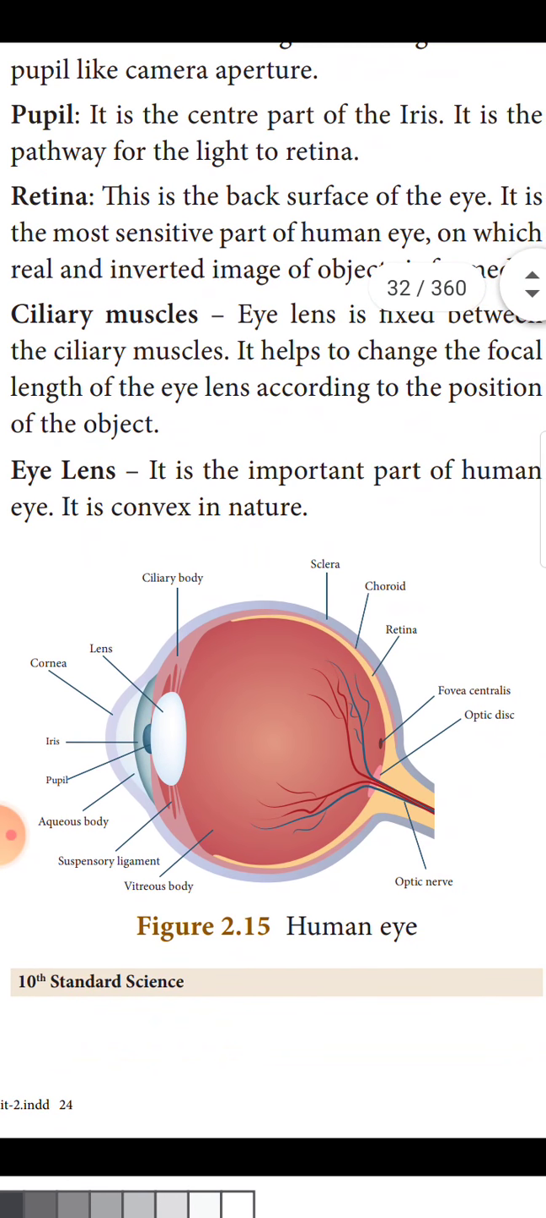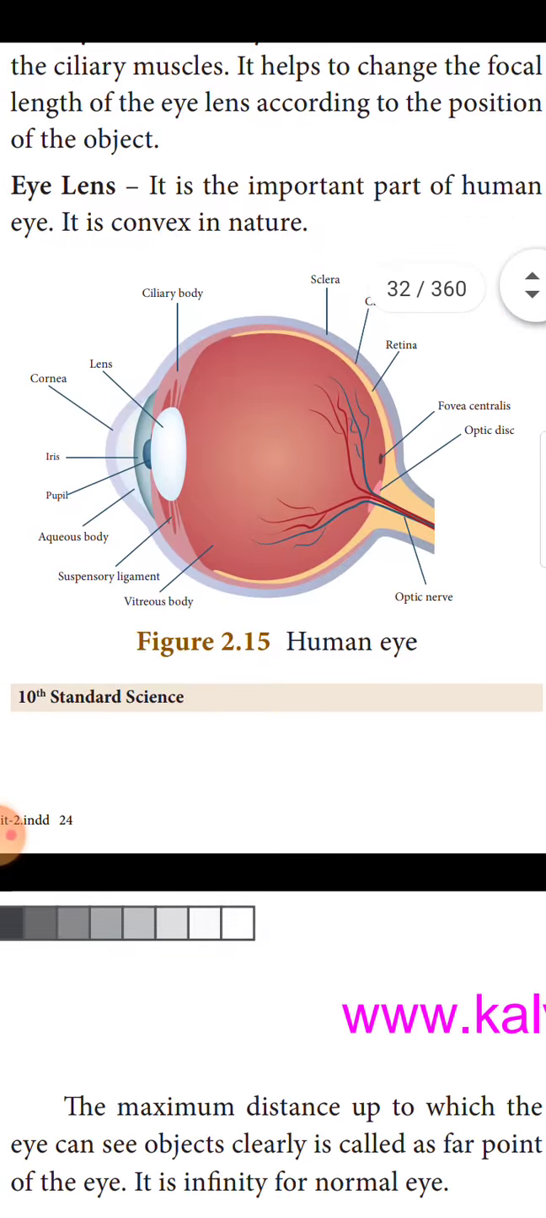Eye lens. It is an important part of the human eye. Our eye lens is convex in nature.